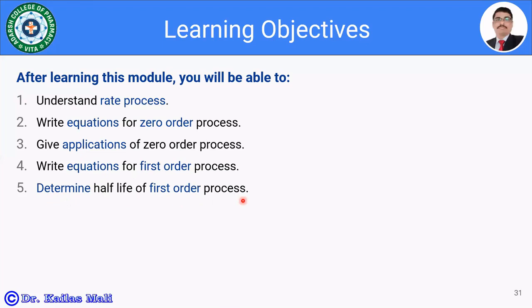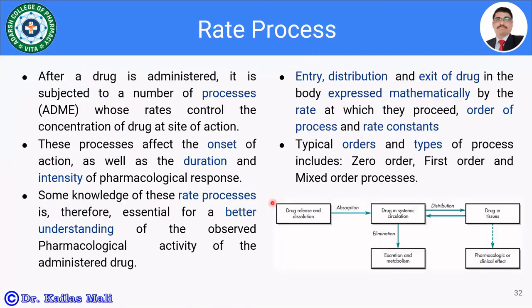More precisely, we are going to discuss the various equations which are used for the zero order process and the first order process, which are used in pharmacokinetics to get an idea about various pharmacokinetic parameters. So let us move towards the introduction.